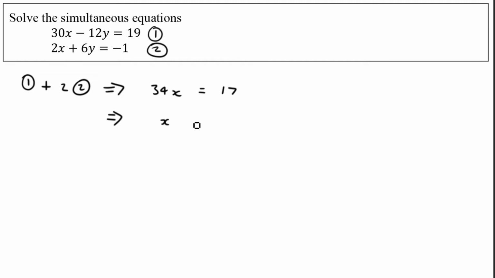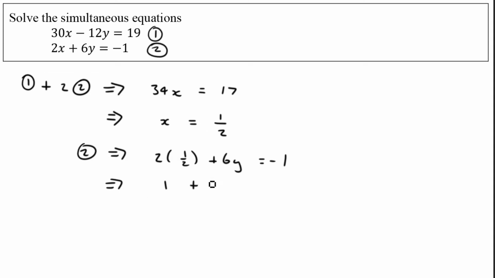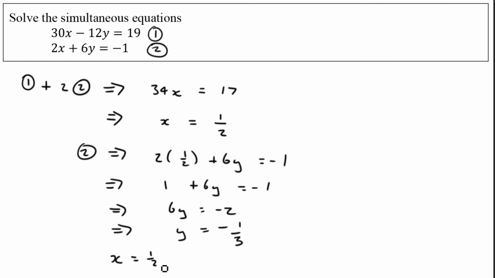So we straight away get that x is 17 divided by 34, 1/2. Now we could use equation 2, say, to say that 2 lots of x, in other words 2 lots of 1/2, plus 6y is negative 1. 1 plus 6y is negative 1. So 6y is negative 2, and dividing through by 6, y is negative 1/3. So we have the same conclusion, that x is 1/2 and y is negative 1/3.